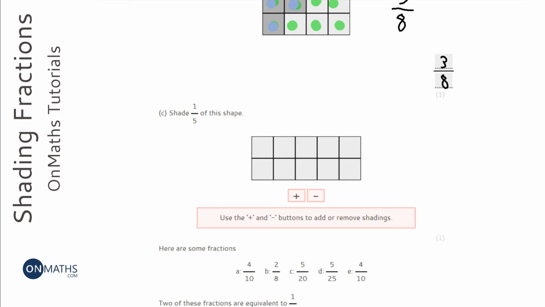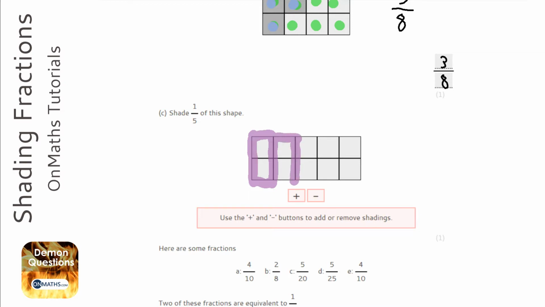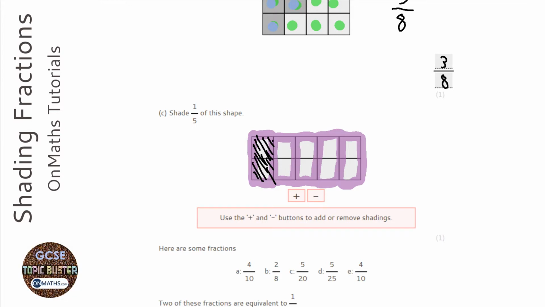Right, the next question is shade in 1/5. Now this is quite tricky because we have 10 squares in total. But if we think about it, we actually have 5 of these larger squares, or rectangles, I suppose, aren't they? So all I need to do is shade in one of those. Now don't spend forever trying to get the perfect shading. Something like this, although it looks rubbish, will still give you the mark, as long as you clearly identify which squares you want to shade.